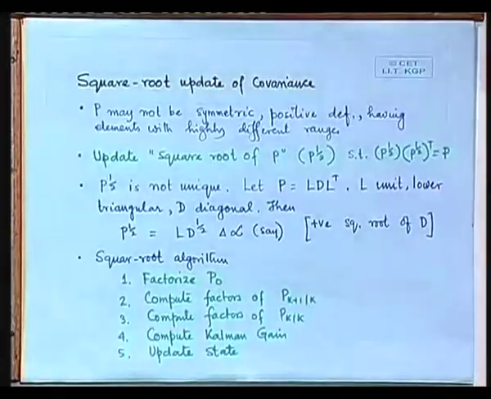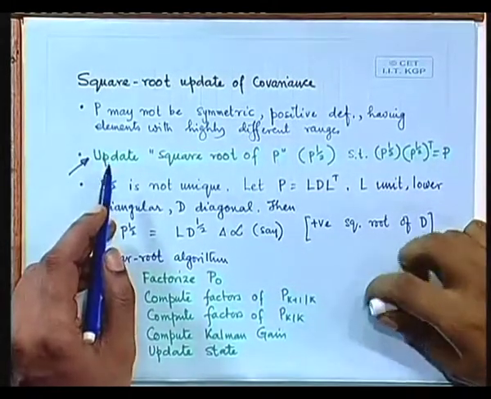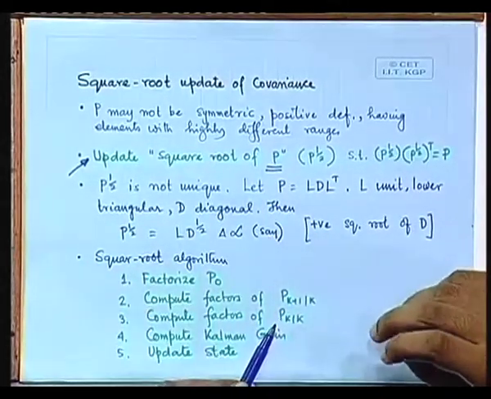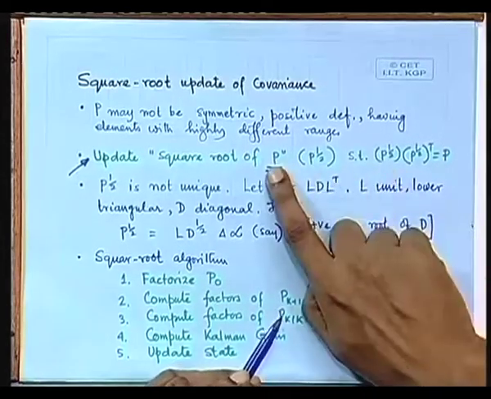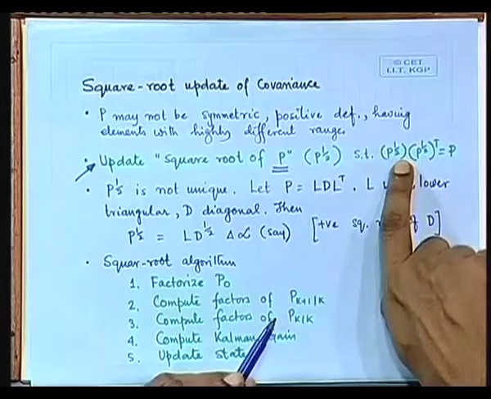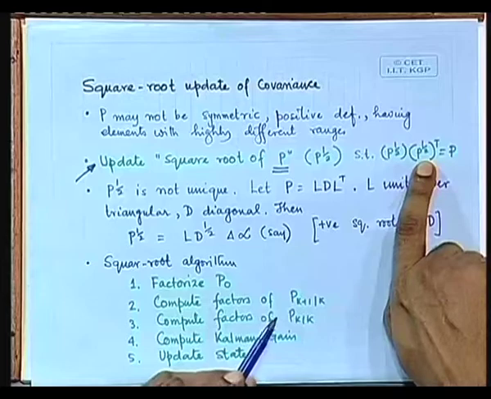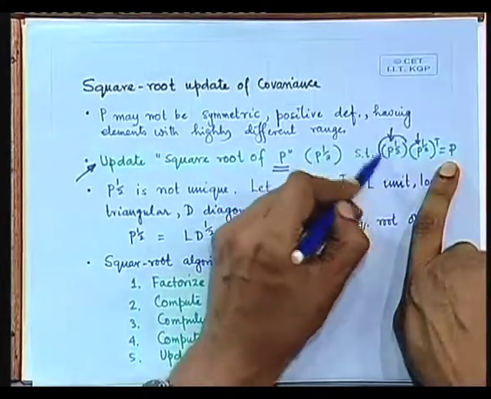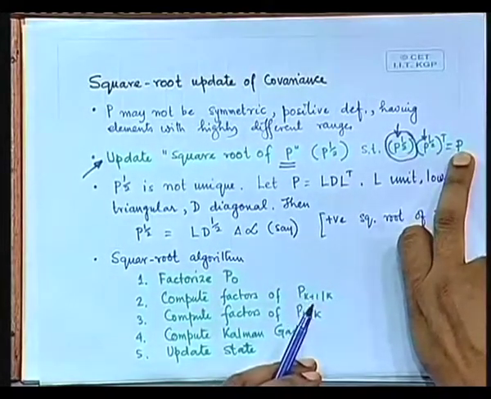So the whole idea is: don't update P. In the Kalman filter we update P, but here don't update P, but rather update the square root of P. By the square root of P I mean a matrix such that P to the power half into P to the power half transpose is P. Whenever I need P I calculate it out of this, but I update this. So you see, by construction it is symmetric and positive definite, it cannot be otherwise.